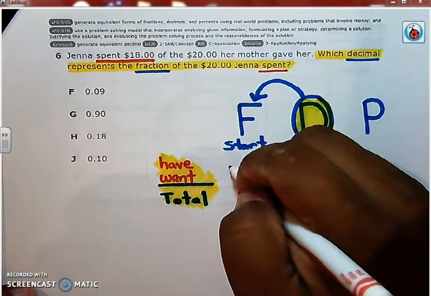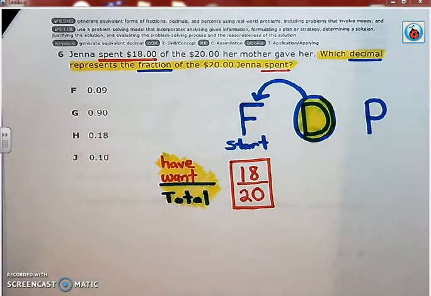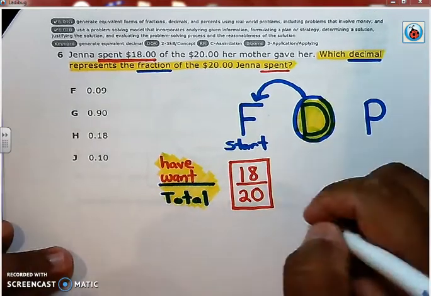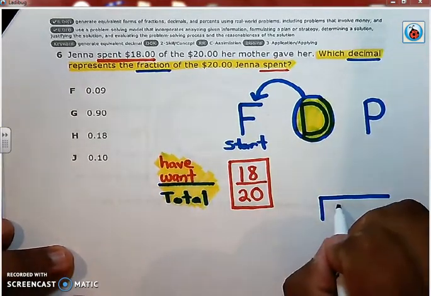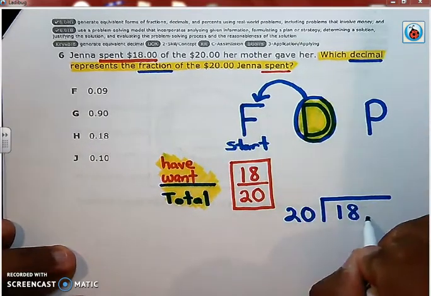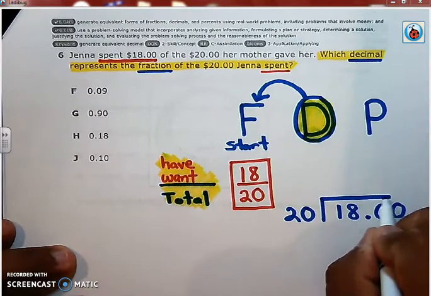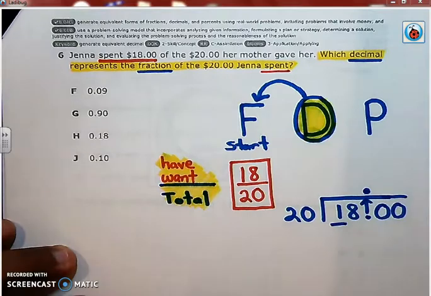So you have now gotten a fraction. Let's now switch it to a decimal, because that's what the question asked us for. So we're going to put 18 on the inside, 20 on the outside. Turn it into money. Bring up the decimal. Underline the first number.